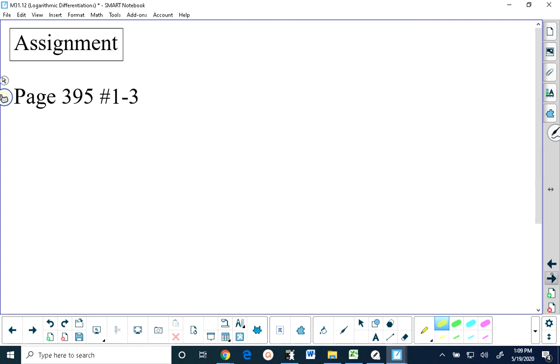So that's it for the lesson. On page 395, there's a set of 3 problems that you can be working on. Some of these will be finding derivatives of expressions that you have no rule for. Others will be finding derivatives of expressions that you have a set of rules for, but if you use this technique of logarithmic differentiation, your job just becomes so much simpler.